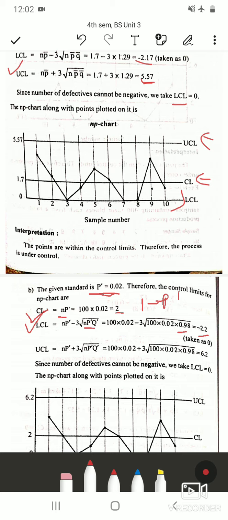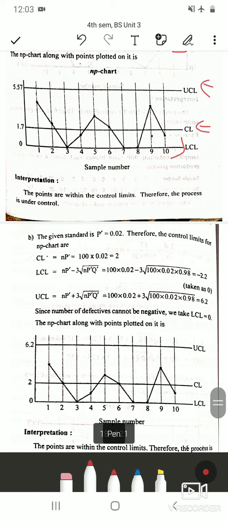So find sigma. So it is the mu minus 3 sigma limit. In that, substitute all the values and simplify. And here there is a root. Don't forget to take this root while you are calculating. And the upper control limit you will get as 6.2.